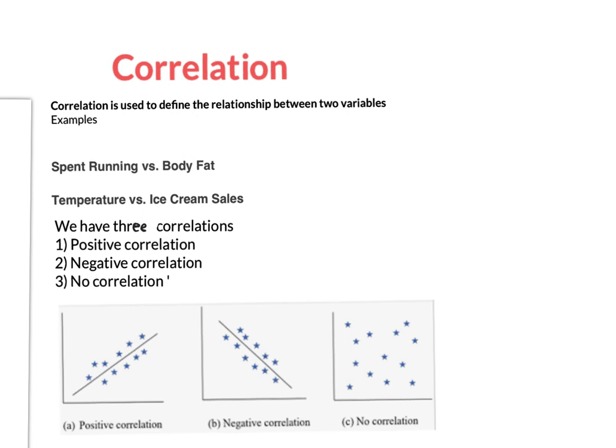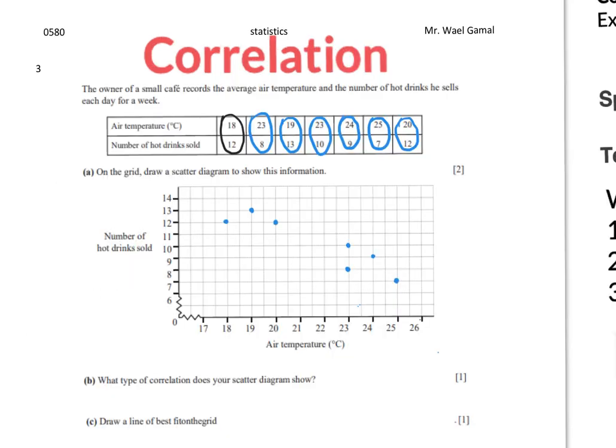If we have positive or negative correlation, we can draw a line between the points such that the number of points above the line is the same as the number of points below the line. This line is called the line of best fit. If we go back to the previous question, we can draw the line of best fit between the points, trying to have the same number of points above and below the line.